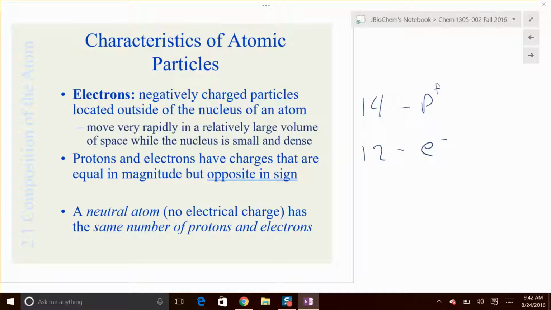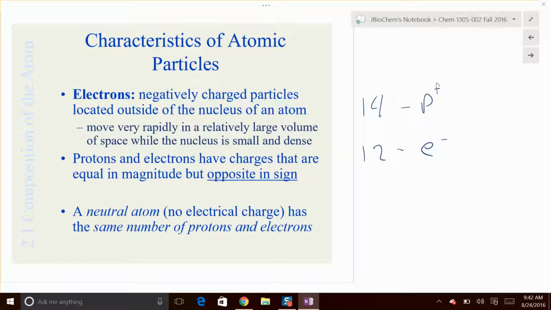10. Before I had 12, silicon would have started out with how many electrons? 14. It would have, because it would have started out with a 0 charge. How did it get to 12? It would have to have lost 2 electrons. So it is the electrons that are gained or lost, not the protons. The protons are in the nucleus.